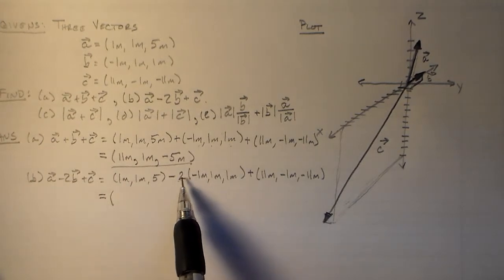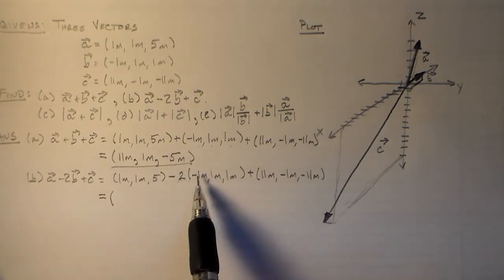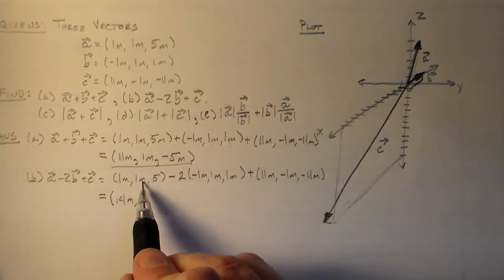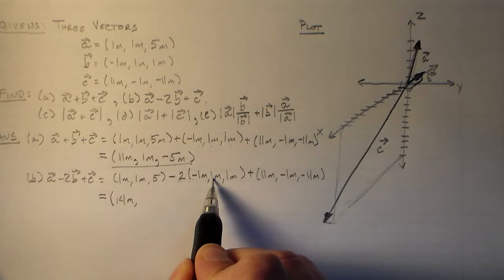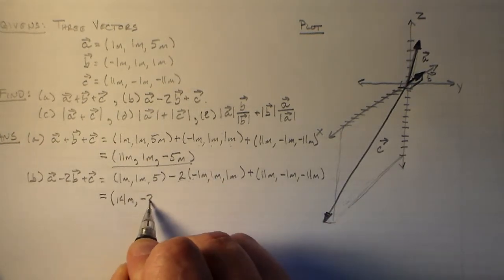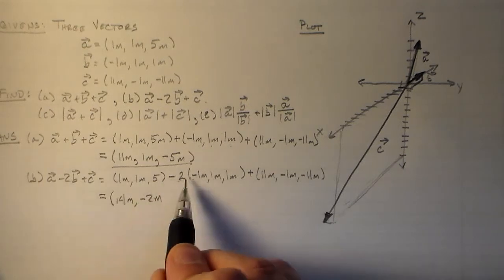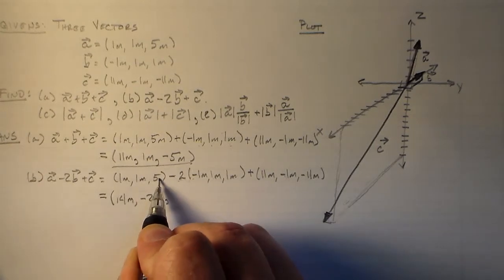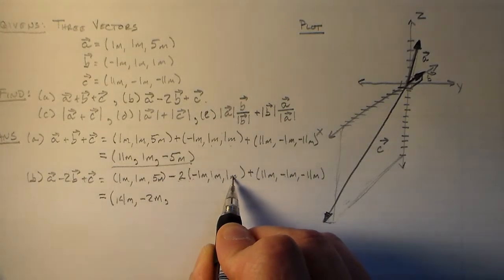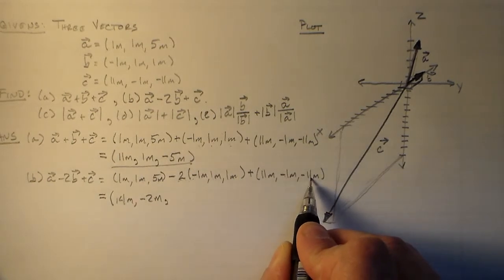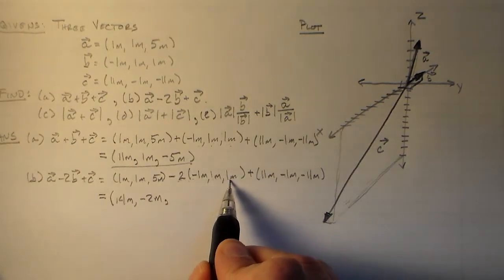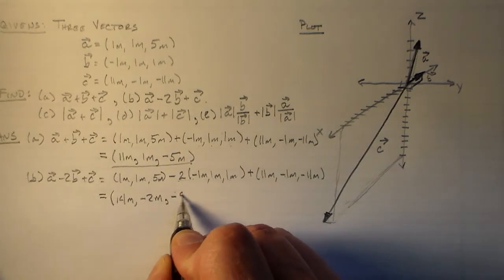1 minus 2 times minus 1 is 1 plus 2, which is 3 meters, plus 11 meters, that's 14 meters. Okay, I'm okay with that. 1 minus 2 is minus 1, minus 1 meter is minus 2 meters. Okay, 1 minus 2 is minus 1. I'm good with that so far. And then 5 meters minus 2 meters is 3 meters. Minus 11, so we have 3 minus 11 is minus 8 meters, okay?